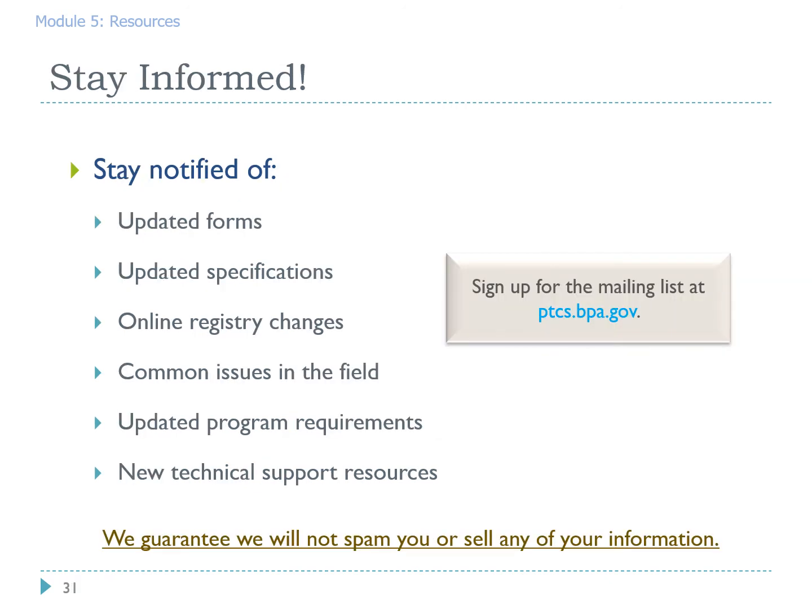We urge you to stay informed about the program. To do this, go to ptcs.bpa.gov, follow the links, and sign up for the quarterly newsletter. The newsletter will keep you notified of any updated forms, changes in the specifications, changes in the registry, any common issues we're finding in the field, updated program requirements, and new technical support resources. And we guarantee you we will not spam you or sell any of your information.